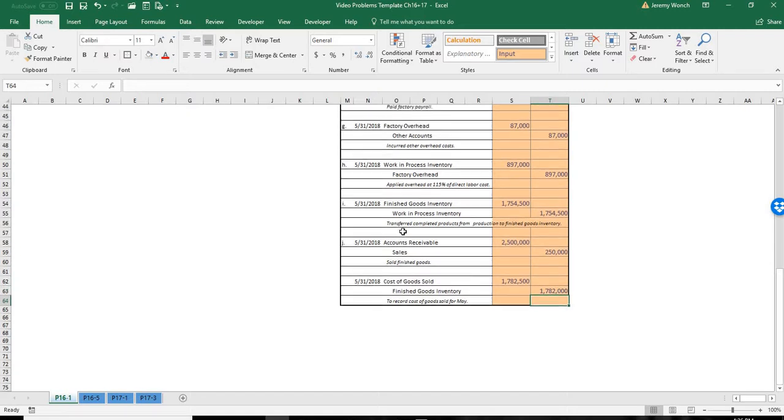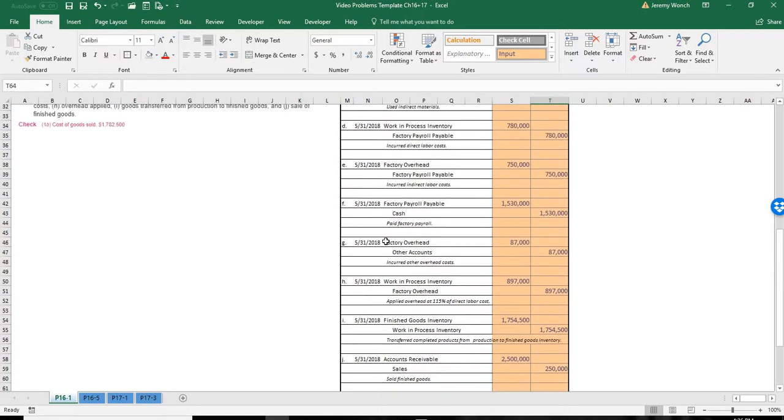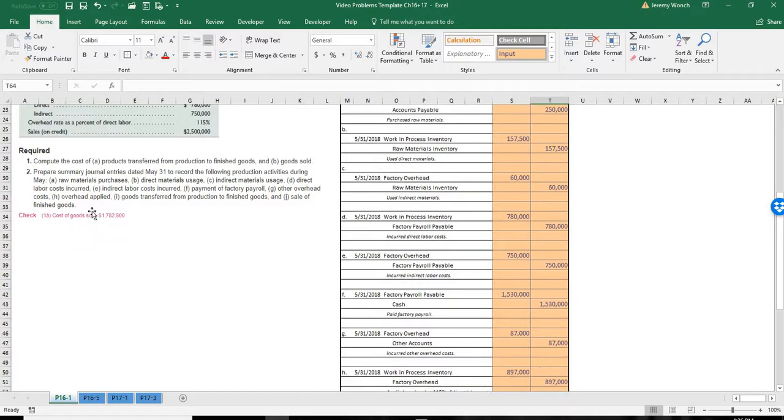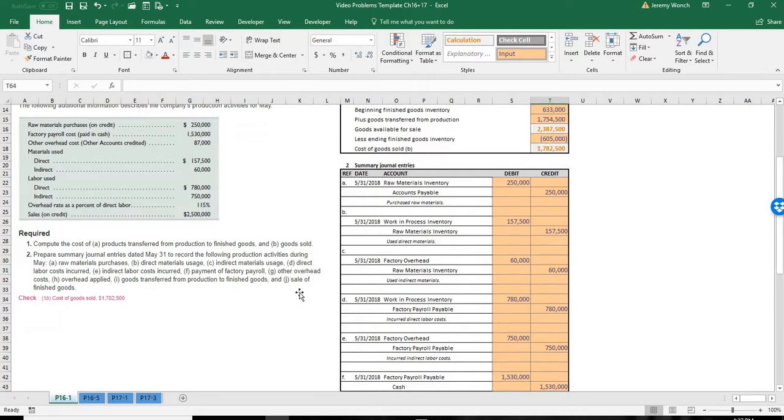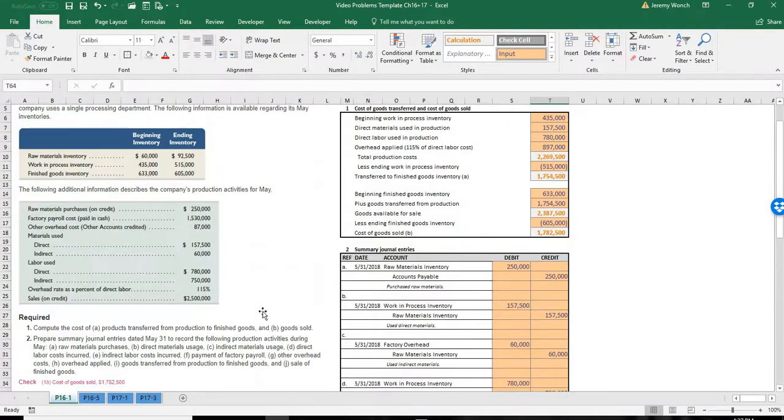So a pretty simple, straightforward problem, and I think that answers all of our questions. We got a check figure here for our cost of goods sold. Better make sure we're right here: 1,782,500. Yep, got it. Looks like we are all set.